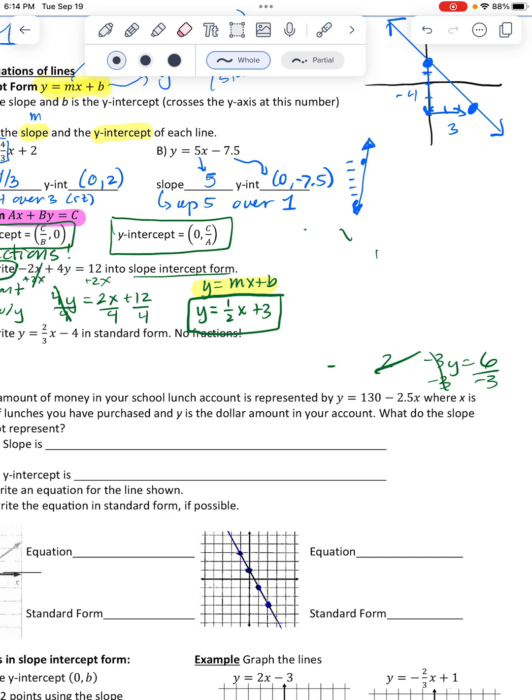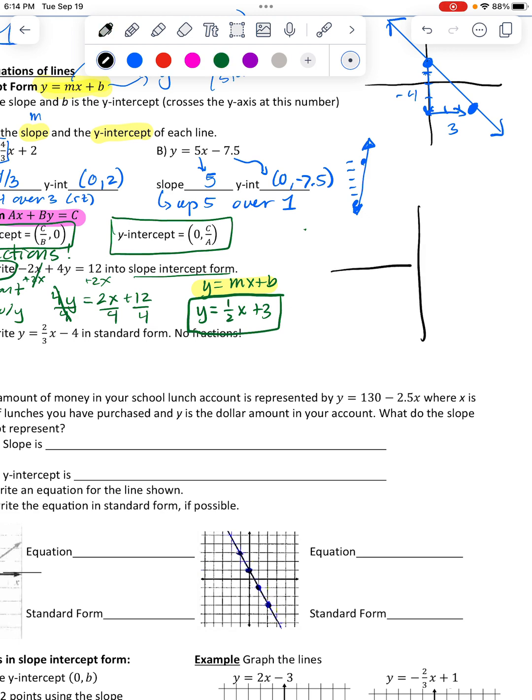So I'm going to get this out of your way again. And let's start that from like the beginning here. So if I did this format, I would start at the y on 1, 2, 3, because that's my y-intercept. And my slope is 1/2. So up 1 over 2. Up 1 over 2. And so I end up with this line.